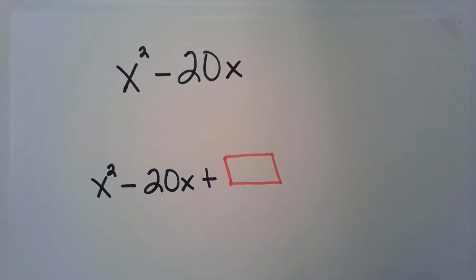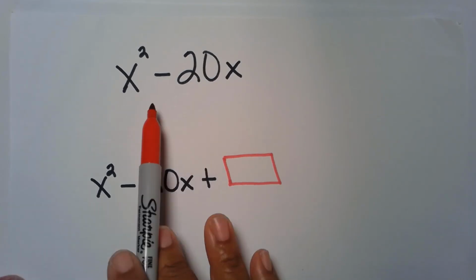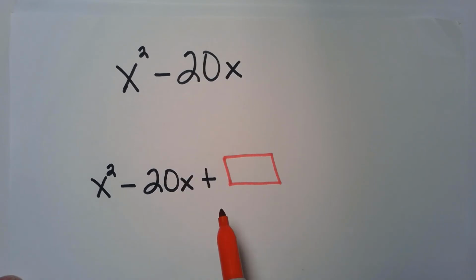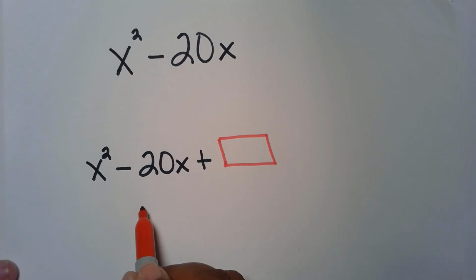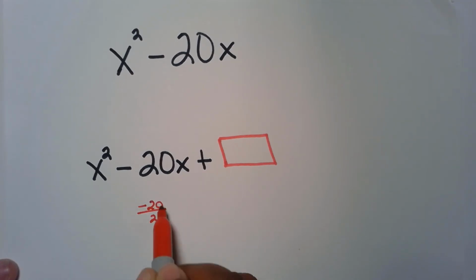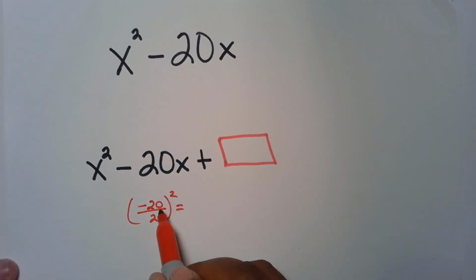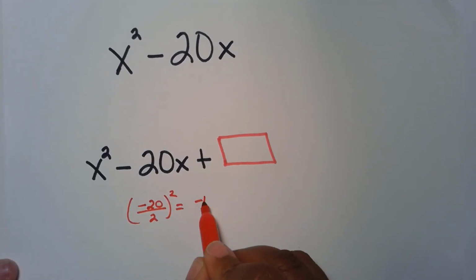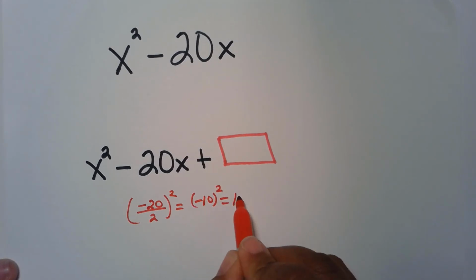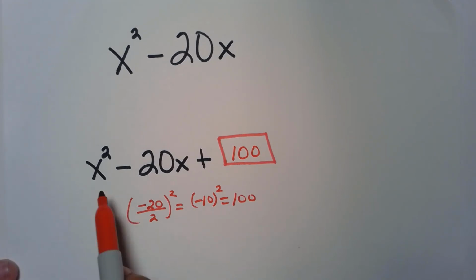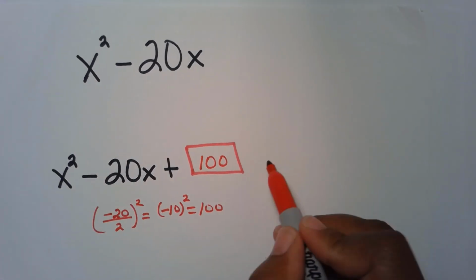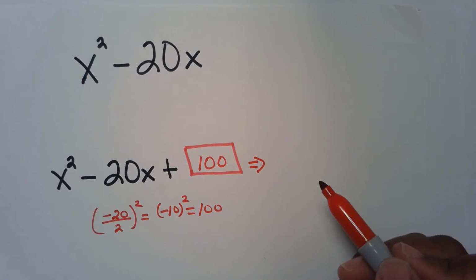We have here x squared minus 20x, and we want to convert this x squared minus 20x into a perfect square trinomial. So we're going to take half of the coefficient of the middle term, half of negative 20, and square it. Half of negative 20 is negative 10. Square it, we have 100. Now we have a perfect square trinomial that can be factored.